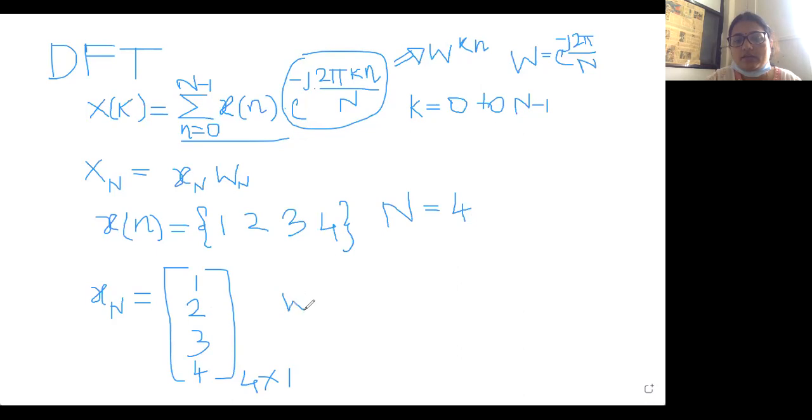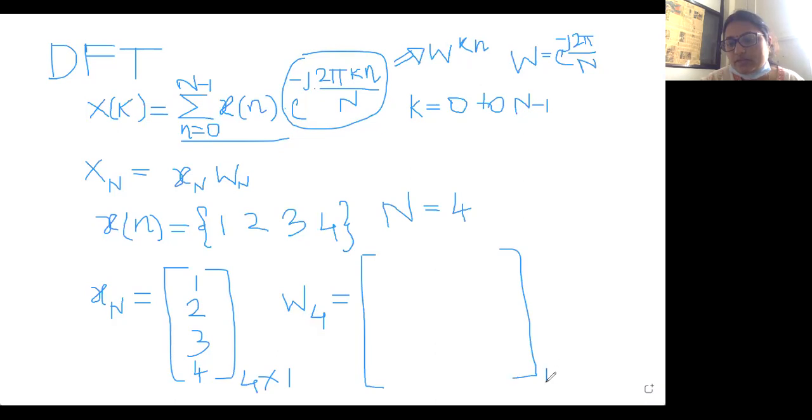Then we tried to get the twiddle matrix. W is nothing but the twiddle factor. With the help of the twiddle factor, the matrix that is formed we call the twiddle matrix. So we have calculated the value of the twiddle matrix. So what are those values? Can you repeat?